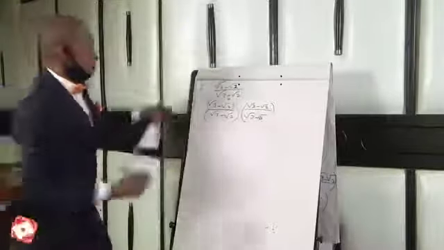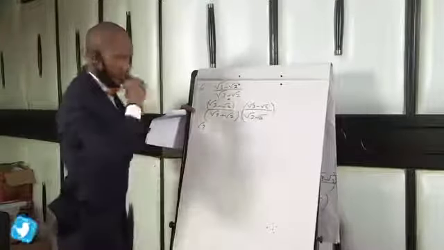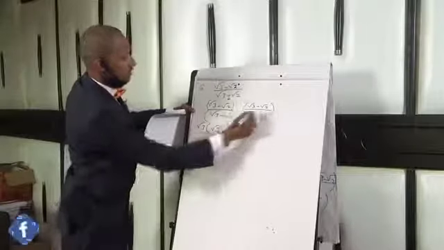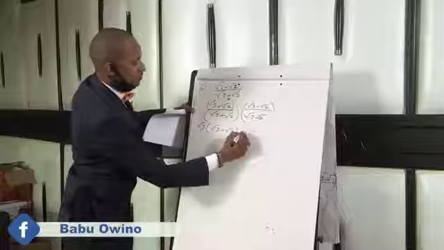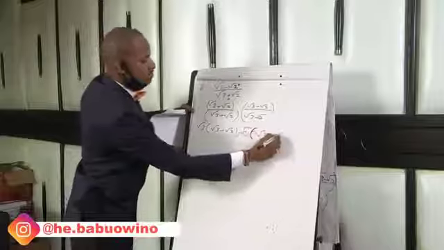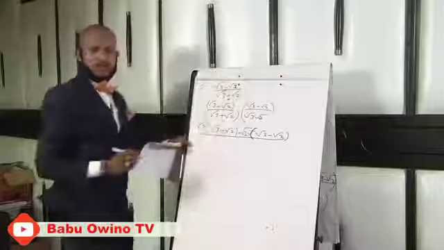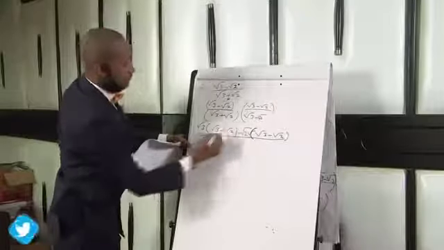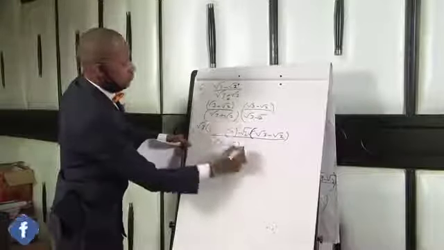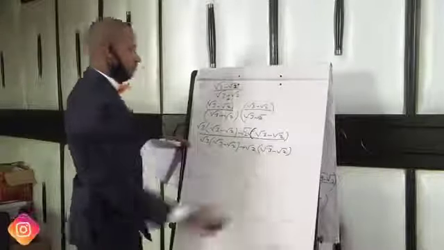Then you expand this. In expanding, we have root 3 times what's on the other side of the bracket, root 3 into root 3 minus root 2, then again minus root 2 into root 3 minus root 2. Then you divide by this, which you also expand. You have root 3 multiplied by root 3 minus root 2, plus root 2 into root 3 minus root 2.